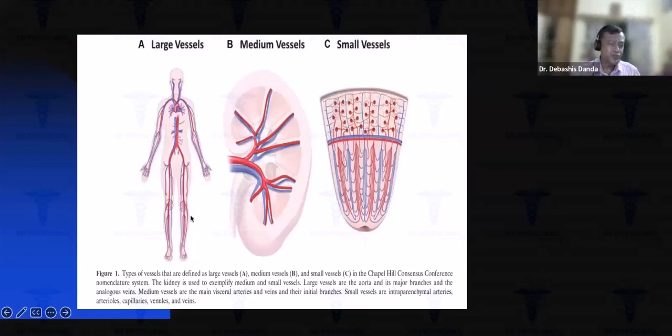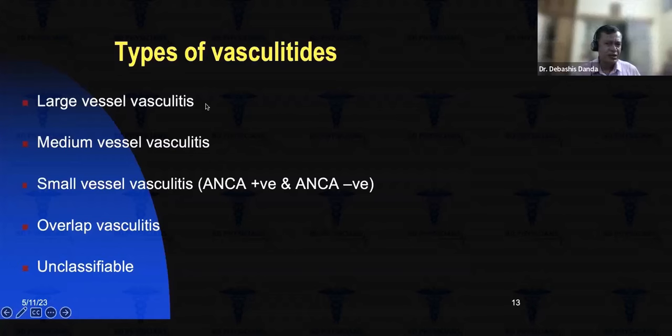So the aorta and its main branches at origin are large vessel. Beyond the origin, the main branches become medium vessel till they lose their muscle coat in their wall and they become visceral, smaller arterioles, capillaries, venules, etc. They become small vessels. So accordingly, there can be large vessel vasculitis, medium vessel vasculitis, small vessel vasculitis, which can be again divided into ANCA positive and ANCA negative. Various overlaps can happen.